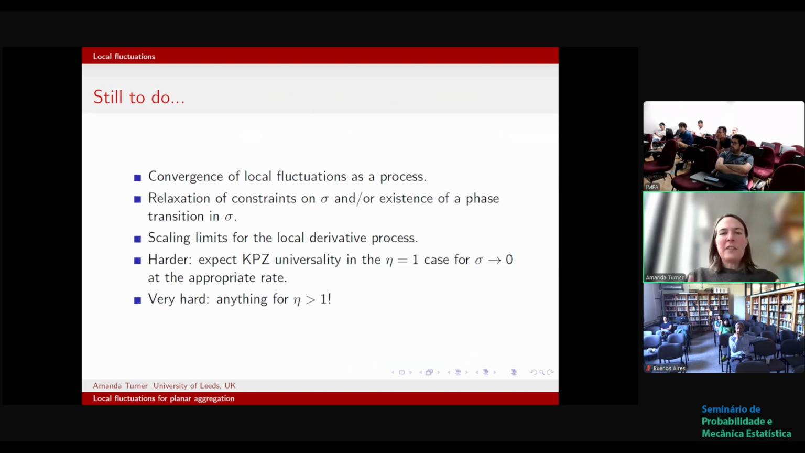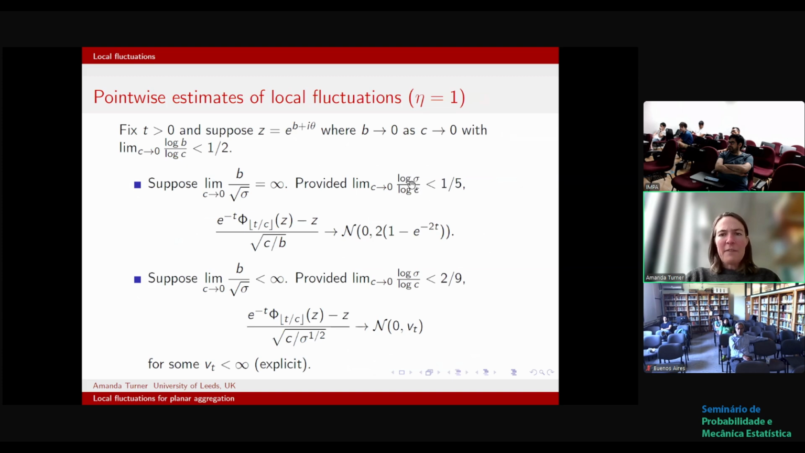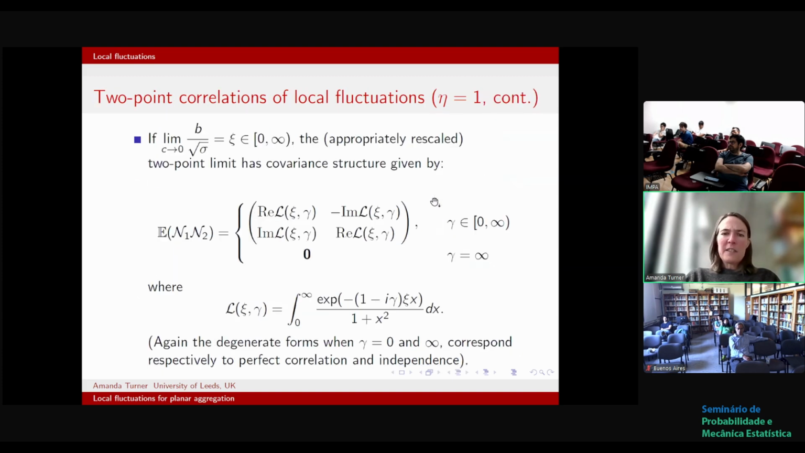Okay, so I slightly raced through those results due to shortage of time, but I'll end with a little bit of, as I said, this is a work in progress. So what do we still need to do? I've talked about point-wise convergence of the local fluctuations and 2-point correlations. But there's this natural question of, can you prove convergence of local fluctuations as a process? I slightly glossed over these conditions on sigma, but if you remember, I have conditions saying that sigma can't tend to 0 too fast.